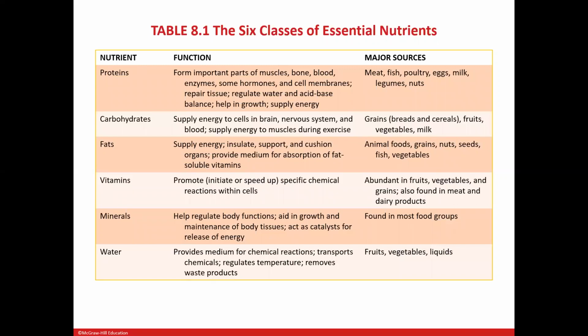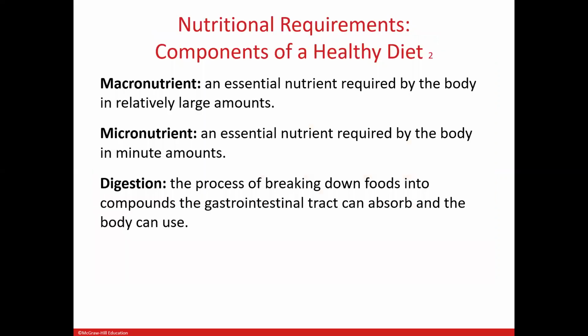Proteins include meat, fish, poultry, eggs, and milk. Carbs are grains, fruits and vegetables. Fats are animal foods, grains, nuts, seeds, fish, vegetables. Vitamins could be found in many fruits and veggies, and also grains. Minerals are in most of the food groups, and water is in fruits, vegetables, and liquids.